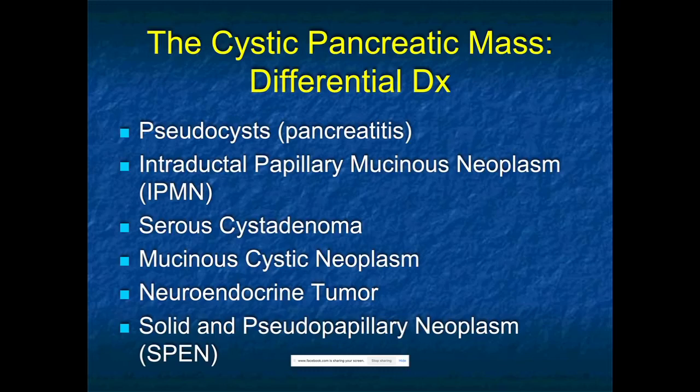Neuroendocrine tumors, most are hypervascular and solid, but others can be cystic with an enhancing rim. Sometimes they're super large and have cystic changes, but I'll talk about the ones that are cystic with enhancing rims. And SPEN tumors, solid and pseudopapillary neoplasms of the pancreas, which we see typically in females, typically in their teens and 20s, though we do see them in older patients as well. So let me quiz you now.